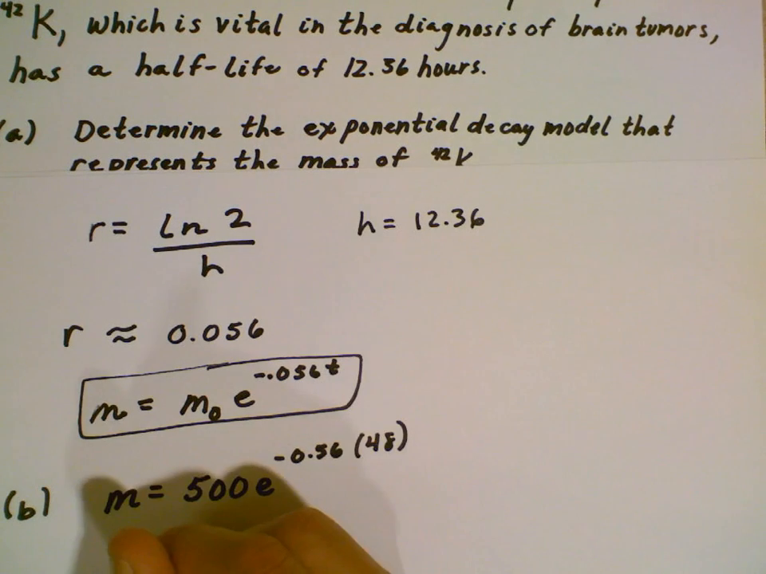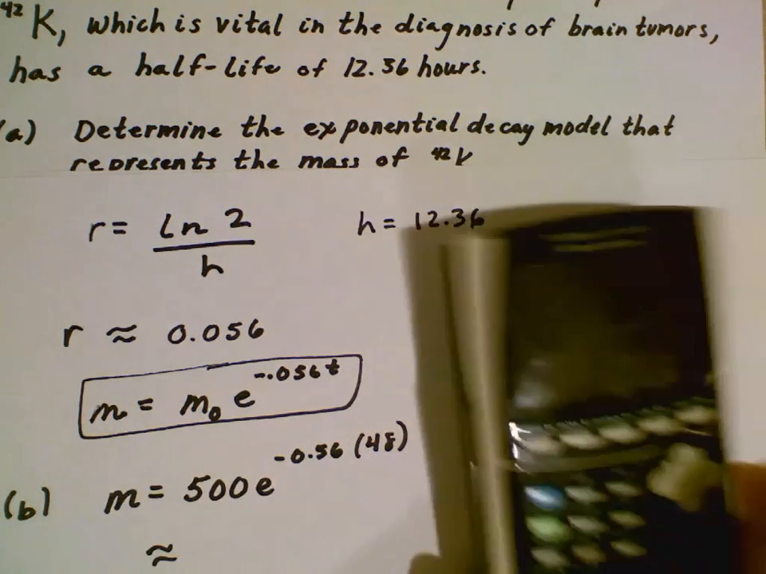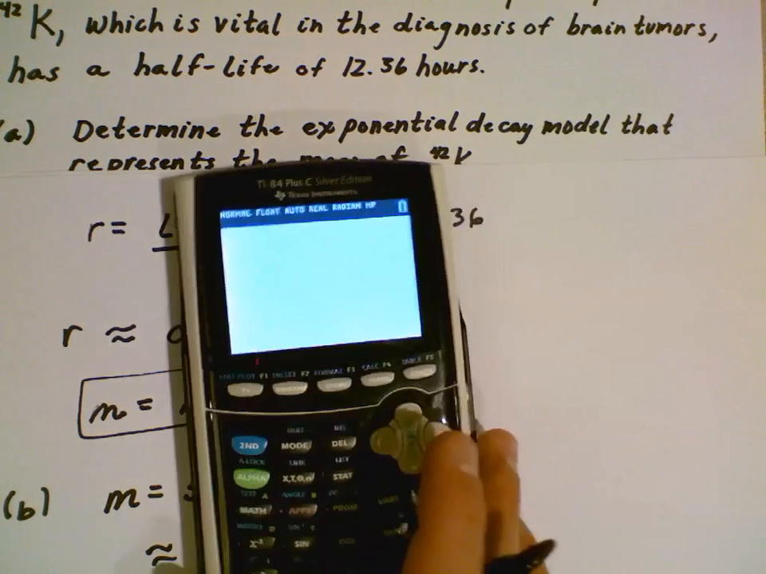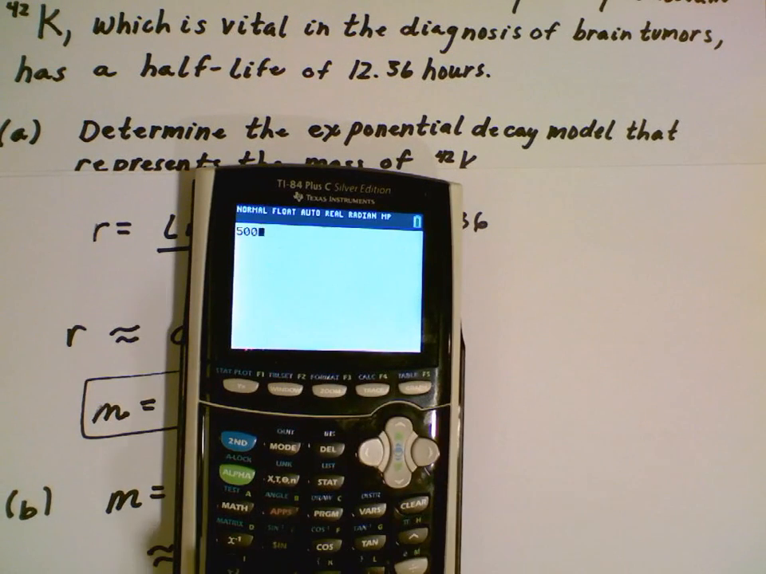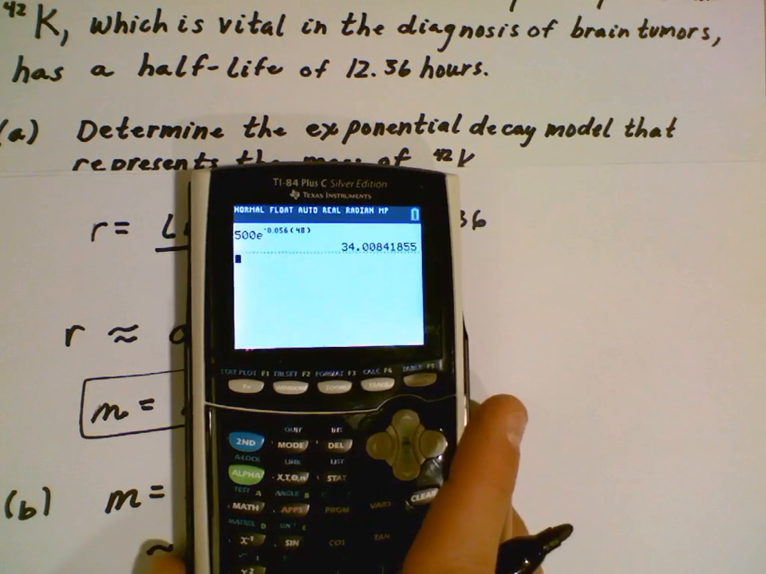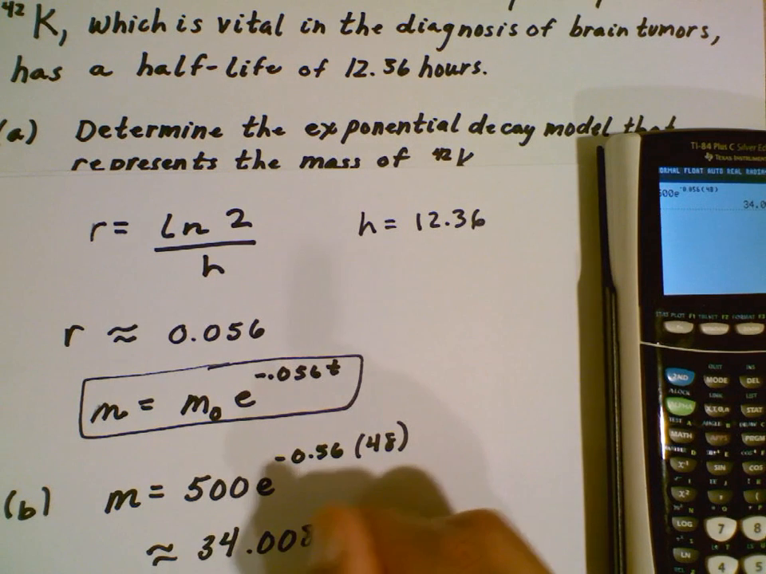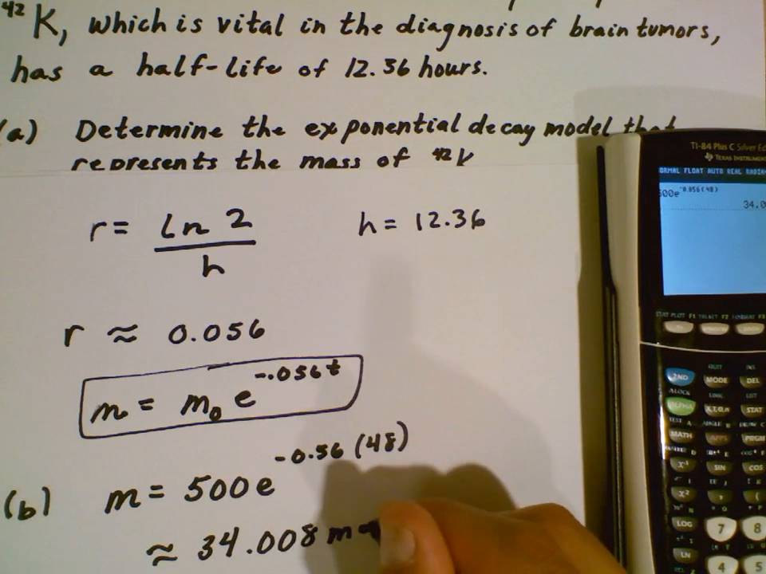Now we can just plug this into our calculator to see what that total is going to be. So we do 500 times e to the negative 0.056 times 48. That looks good, and it's going to be approximately 34.008. So how much is going to be left after 48 hours? Approximately 34.008 milligrams is going to be left in this system.